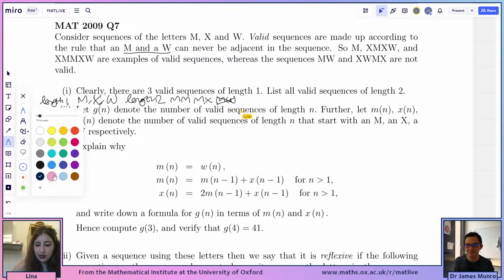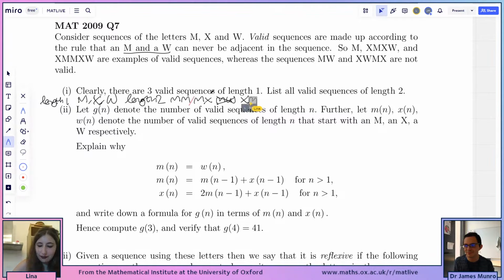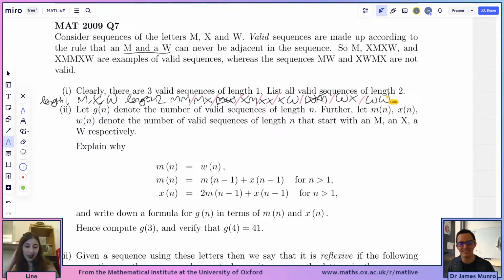Then we move on to the terms beginning with X, XM, XX, and XW. Oh, yeah, thank you. Just adding slashes in between. Yeah. So then after this, we can look at the terms starting with W. So WM, and this is, again, not valid, so we cross this one out. Then we have WX and WW, which again is valid. So we end up with 7 sequences.